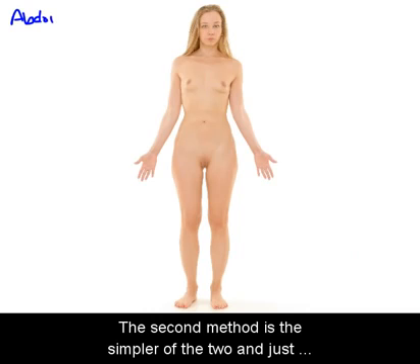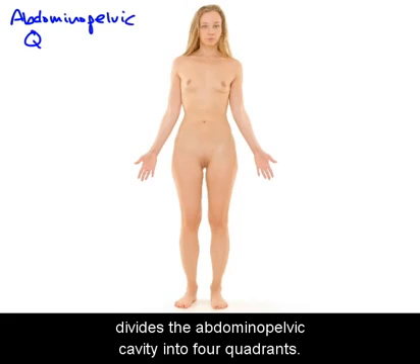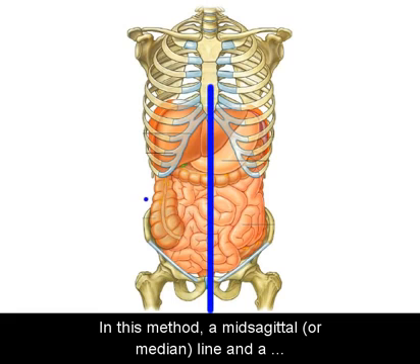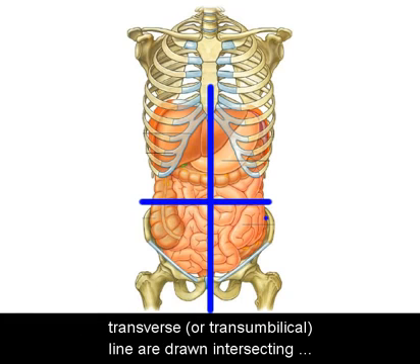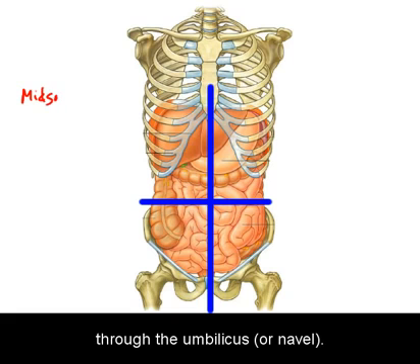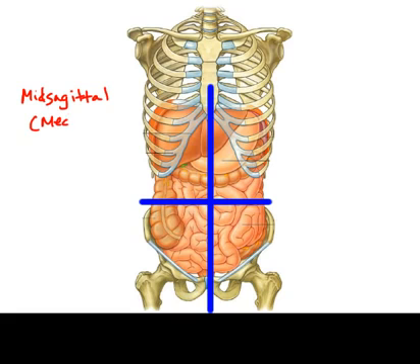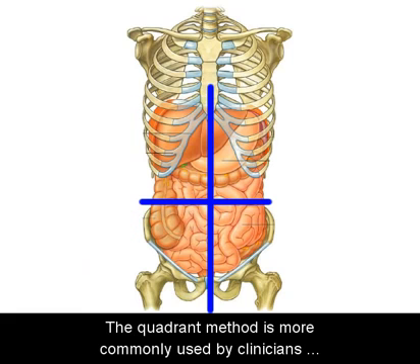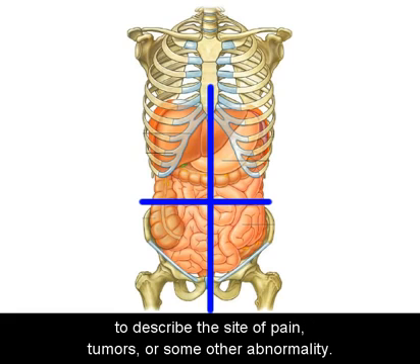The second method is the simpler of the two and just divides the abdominopelvic cavity into 4 quadrants. In this method, a mid-sagittal or median line and a transverse or transumbilical line intersect through the umbilicus, or navel. The quadrant method is more commonly used by clinicians to describe the site of pain, tumors, or some other abnormality.